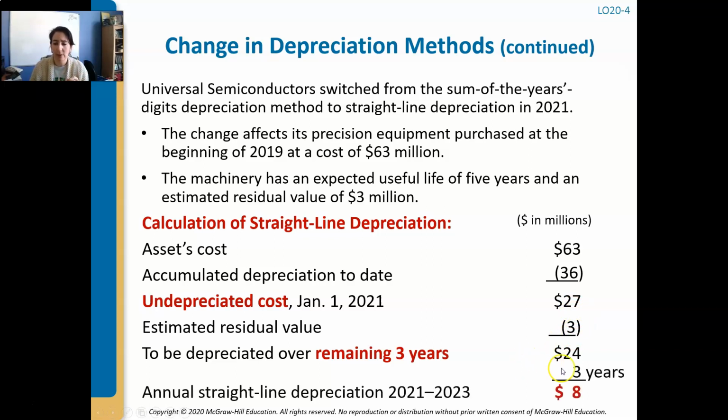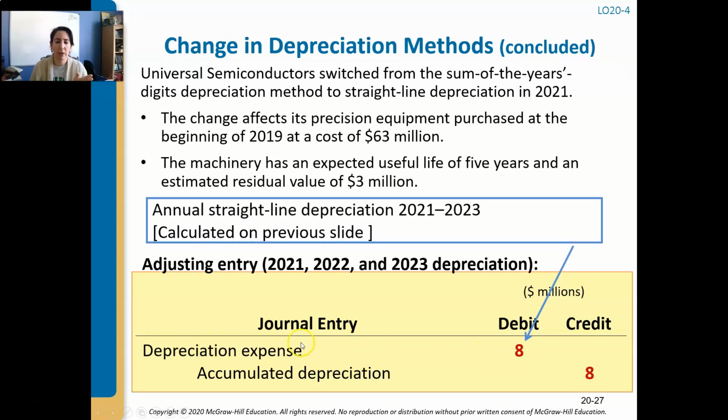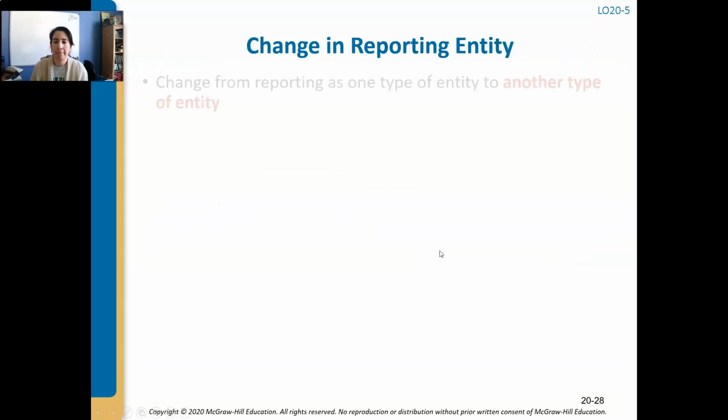I can't write on the screen. Divided by the remaining 3 years. So you'll be looking at $8 million in depreciation a year going forward. Totally fine. So going forward, your journal entry is just going to be debit depreciation expense, credit accumulated depreciation for the new recalculated amount.